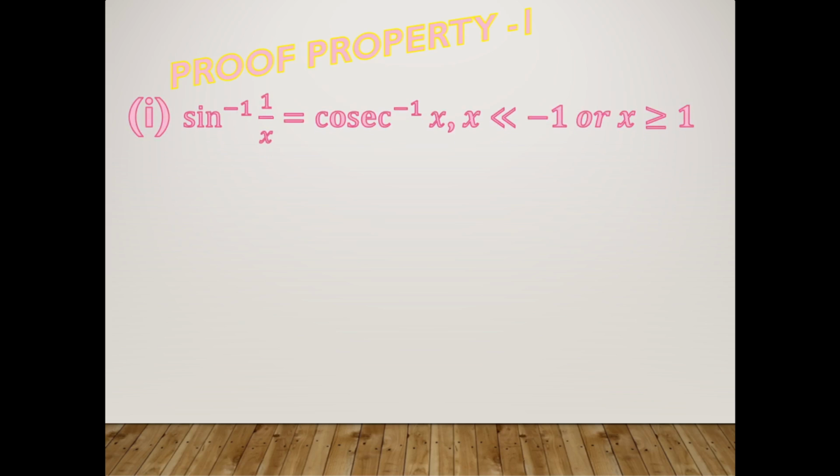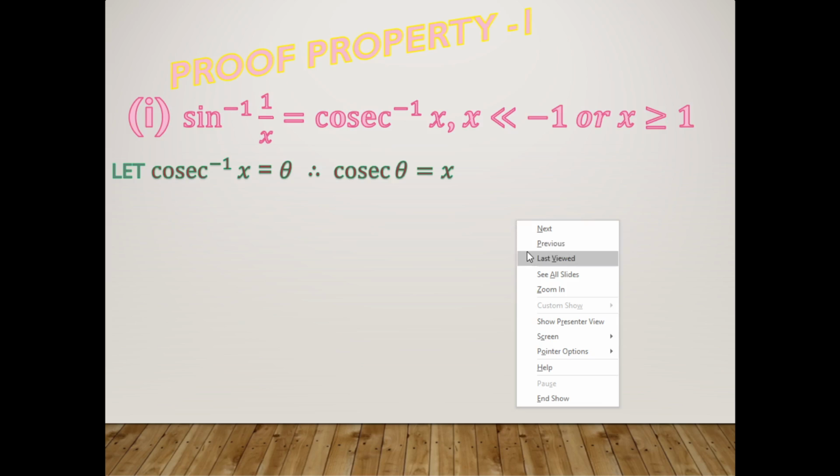Okay, so let us see the proof of this property, and this is the first part. Sin inverse 1 by x is equal to cosec inverse x, and x less equal to minus 1 or x greater equal to 1. So all of us know that all the inverse trigonometric functions are angles. So cosec inverse x is also an angle. So what we have assumed here, cosec inverse x is equal to theta, because cosec inverse x is an angle, so we have assumed it theta. Then by the definition of inverse, cosec theta is equal to x.